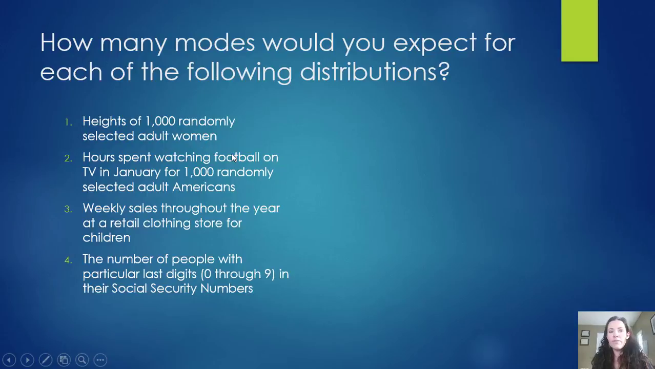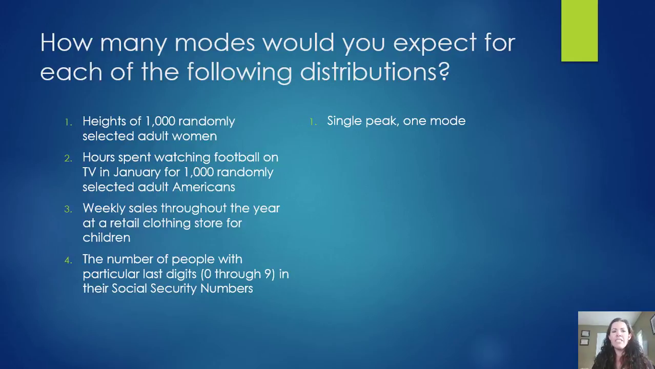So the heights of 1,000 randomly selected adult women. If you think about women, or men in general, most women tend to be around the same height, like between 5'3" and maybe 5'5" tall. So for the most part, you're going to have a mode in the middle where most people will be at a certain height, and then it'll kind of taper off. You'll have some on the lower end that are shorter, some on the higher end that are taller, but for the most part, most of the people peak around the middle. So that one would have one mode, a single peak, because there is an average.